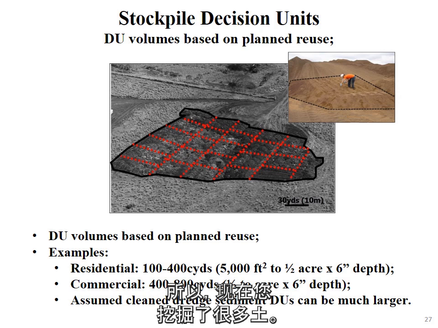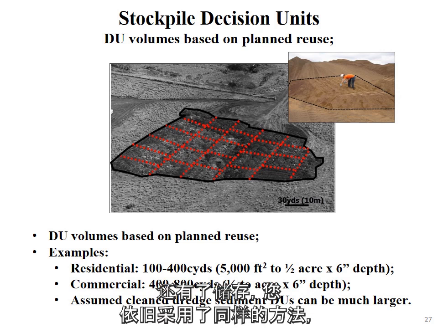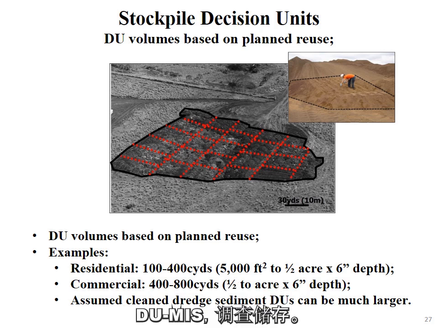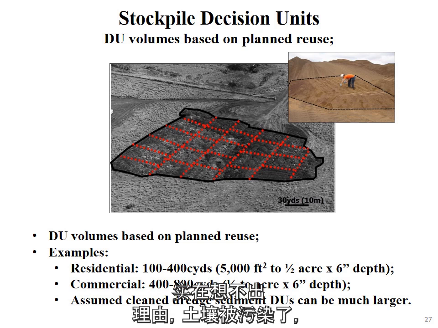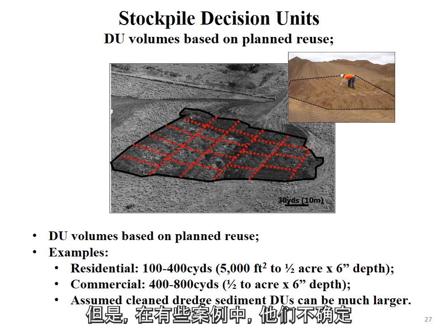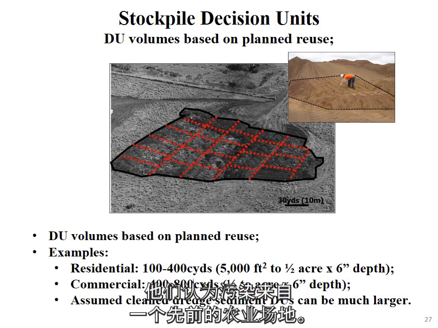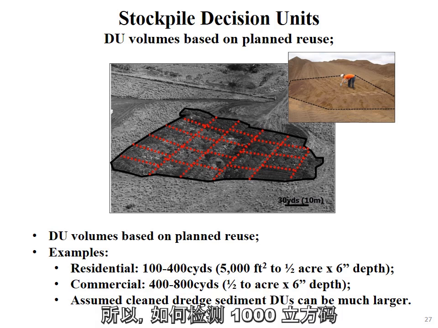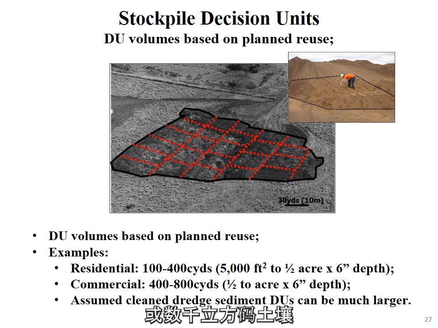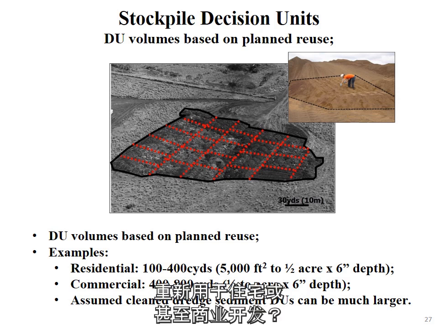So now you've got a lot of soil from the excavation. Let's say also with stockpiles, you would still use the same approach, DU-MIS, to investigate stockpiles. So in this case with stockpiles, for this particular stockpile, the developer wanted to use the soil in a residential development. There's really no reason to think the soil is contaminated, but in some cases they weren't really sure where it came from. They thought it was from a former agriculture field. So how do you test 1,000 cubic yards or several thousand cubic yards of soil for reuse in a, say, residential or even a commercial development?